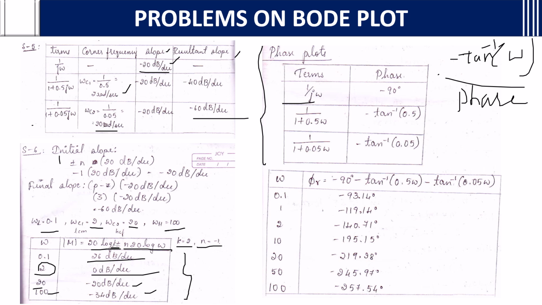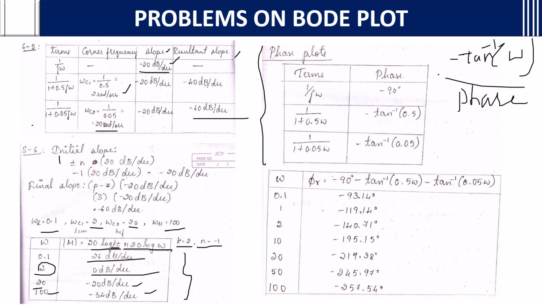at the origin, every time the phase will be minus 90 only. Right? If you put the omega value also, tan inverse omega. At the origin, you will have minus 90 degrees as phase. That you need to remember.